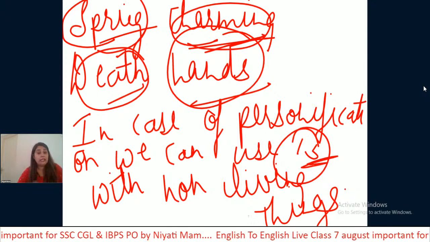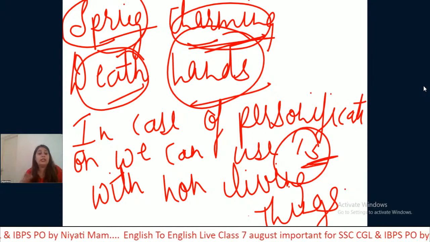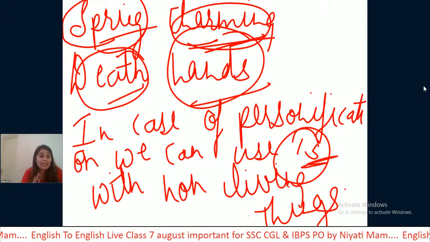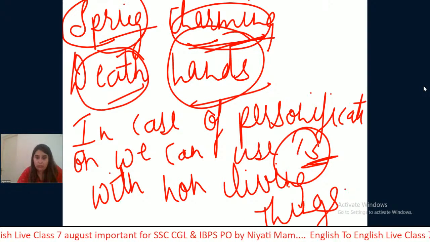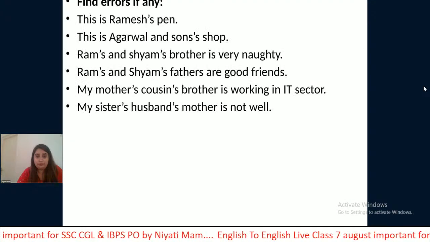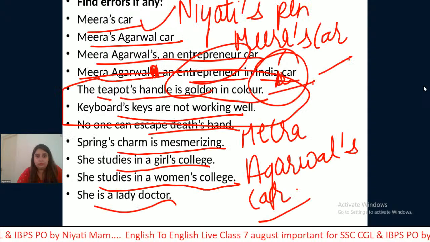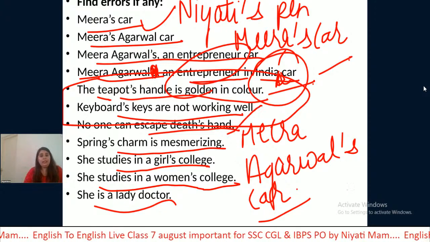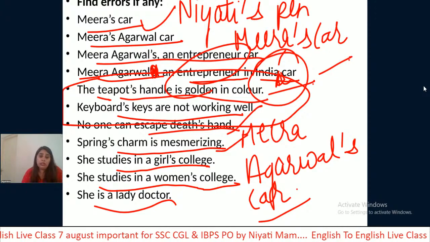There are certain other exceptions related to this rule. There are certain other non-living things with which we can use apostrophes, that we are going to do in our next session, that is tomorrow. Now, moving again to those sentences. No one can escape death's hand, totally correct. Spring's charms is mesmerizing, totally correct.